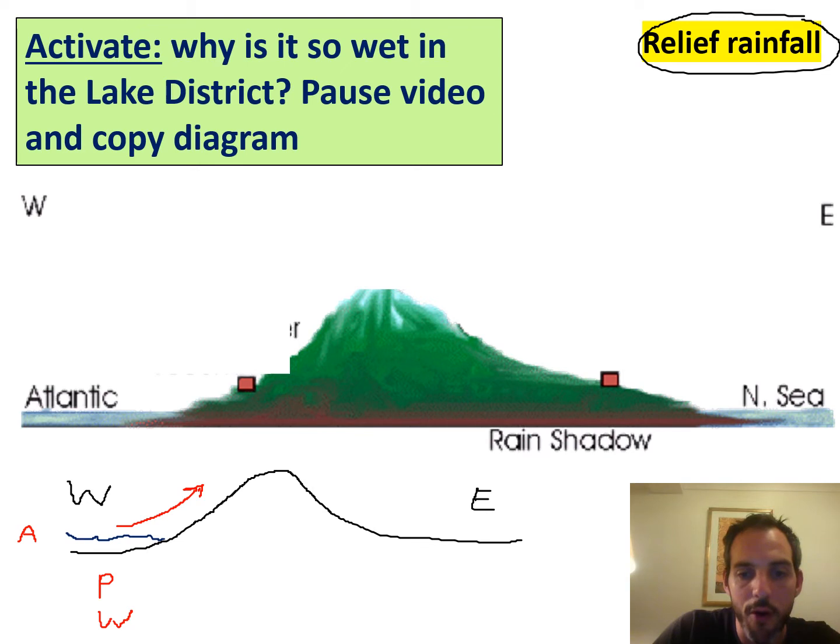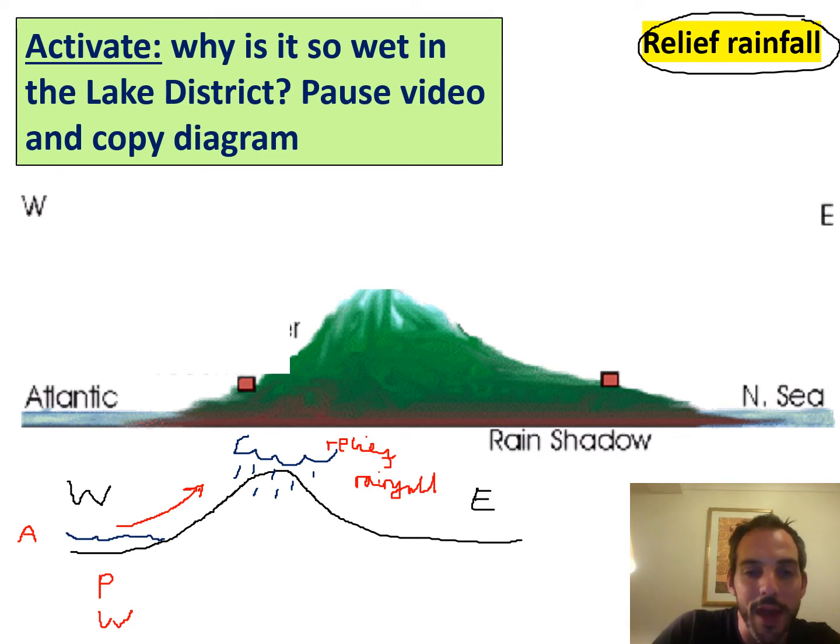it's forced to rise. Now, if you remember from science, when air rises, it gets cooler and heavier, and therefore it condenses. And as a result, high up, where you have hills, an upland area like the Lake District, you have relief rainfall. And I'll write that out for you. Apologies for the writing here.